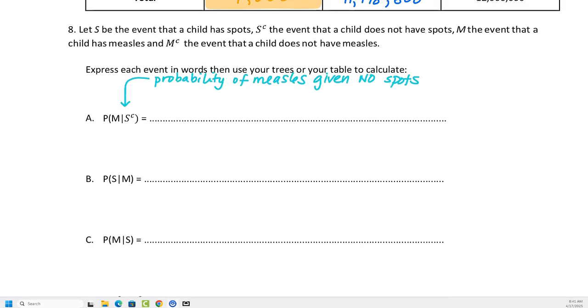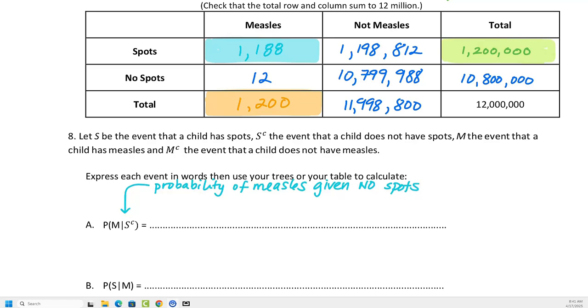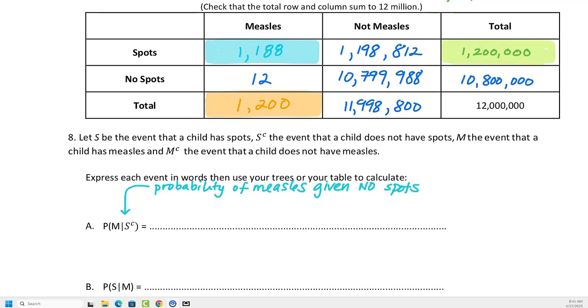Okay, so we're finding quite a few here. It'll be hard to focus. Let's do this. Actually, I'll highlight it and then I'll release the highlighting. So the given of this next one is that they have no spots. Well, no spots is a row. So we're only looking at this row right here.